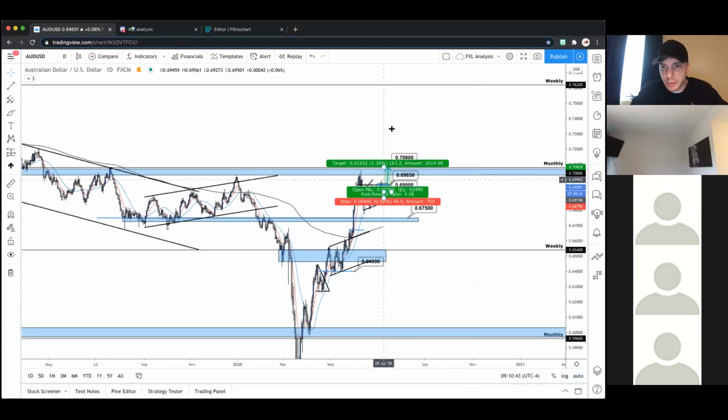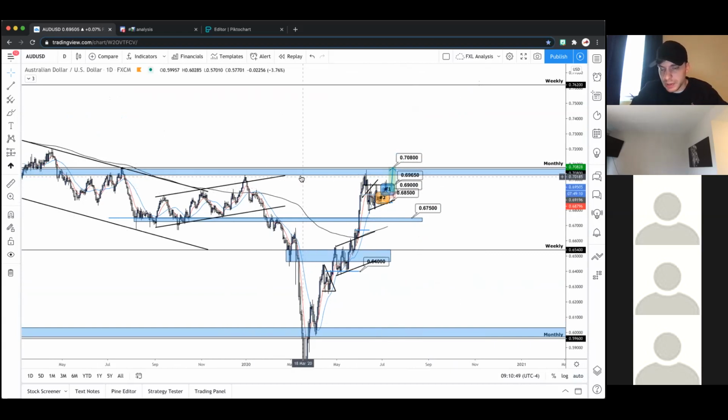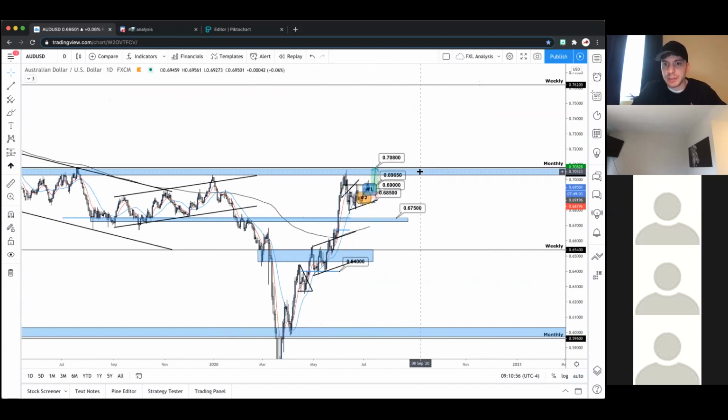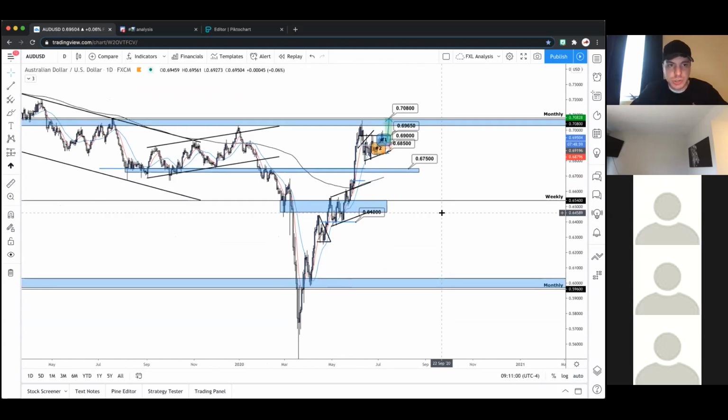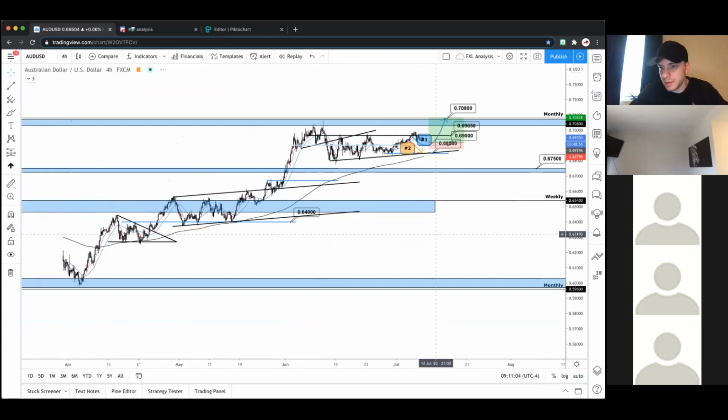Once we break this monthly, we will then change our biases to long on the daily time frame. So this is definitely an important level, this monthly right here. Price action is currently meeting the prior lower high. So we're definitely still bearish until this monthly level is broken. Just on this daily time frame, it's looking more bearish than anything else. But that doesn't mean current price action is not bullish.